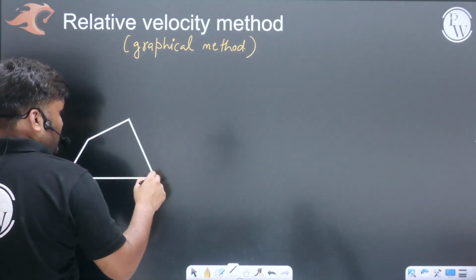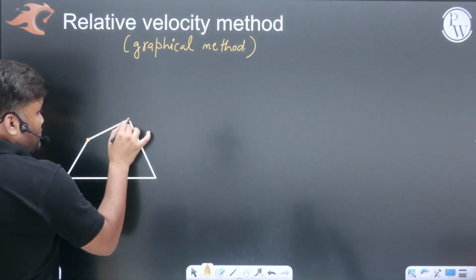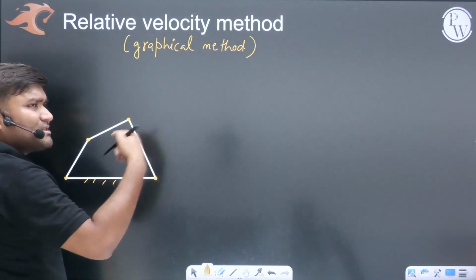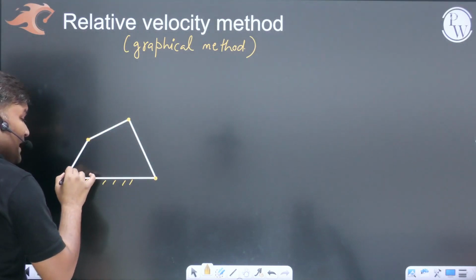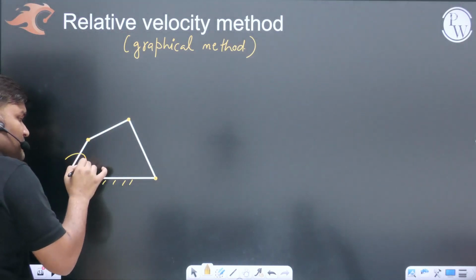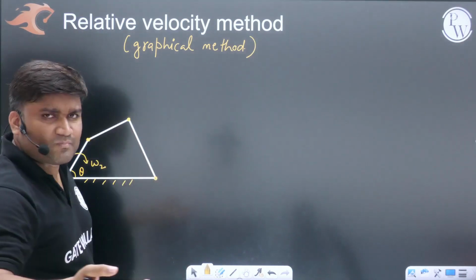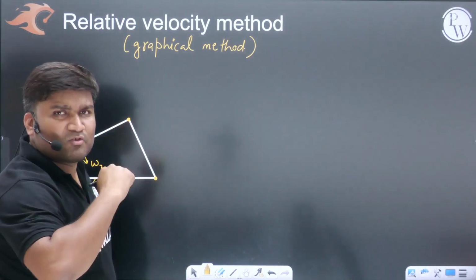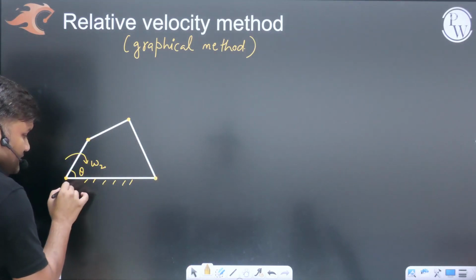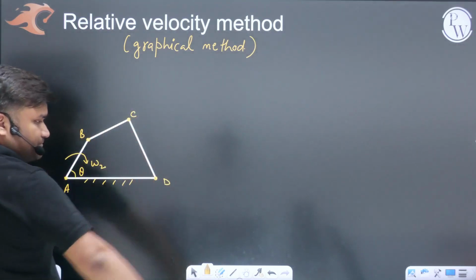Suppose this is a pin joint, this is a pin joint, this is a pin joint, this is going to be your pin joint. This is the fixed link. All links ka dimension is given. They have also given the configuration at this instant. This theta is given. And this input link is rotating with some angular speed, omega 2. All other links ka velocity they are asking. They are asking to draw the relative velocity diagram. And how do we do that? Let me mark some points. This is point A, this is point B, this is point C, and this is your point D.